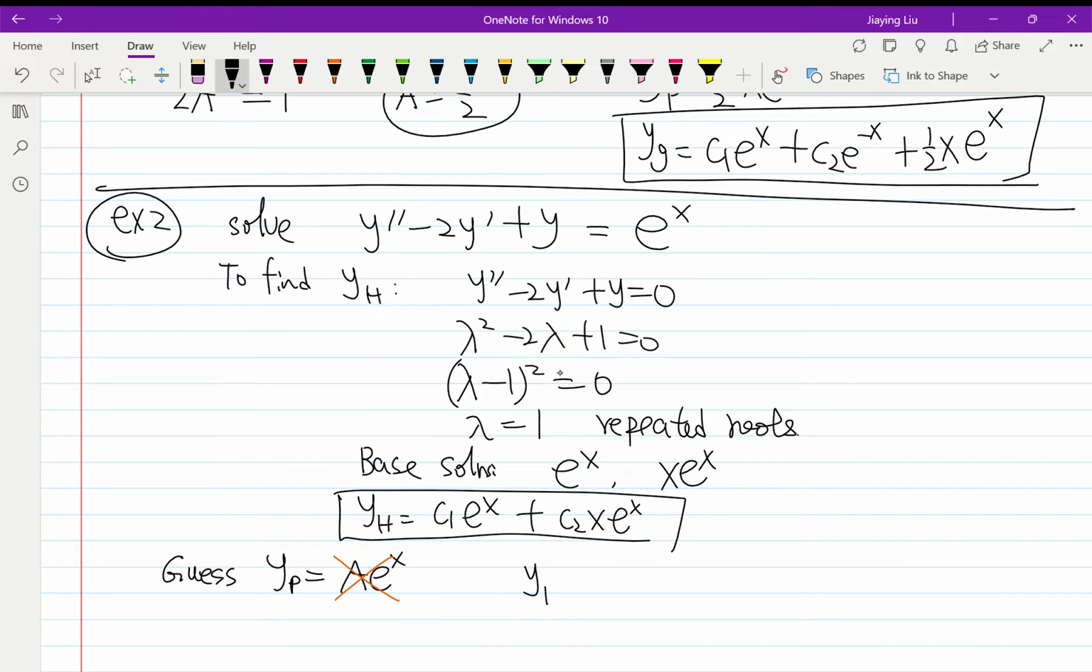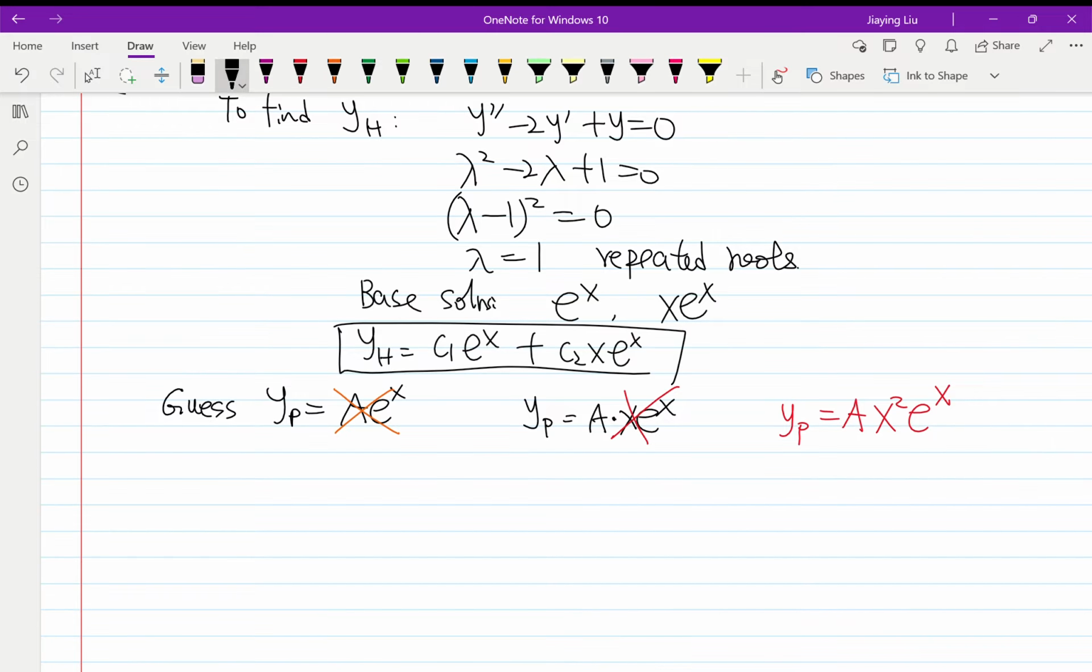So the second guess is probably a times x e to the x. And then you look at it, well, this one matches with the second term in the homogeneous equation, so that's also not going to be okay, because whatever that is, eventually is basically part of this term. So that's not a good guess. And then we're just going to keep going, multiply by another x. So we're going to guess y particular to be a x squared e to the x. And now it's different from the two terms. So we're going to use this.